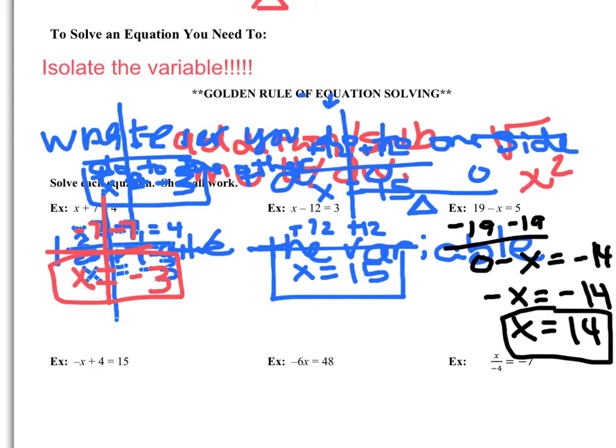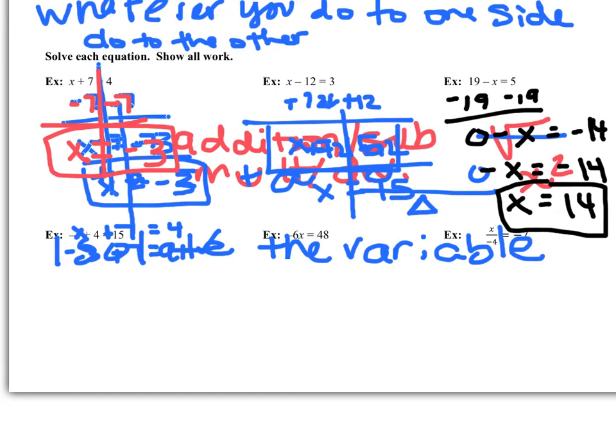What you're going to do is pause the video, and give these problems down here a try. So the negative x plus 4, then negative 6x equals 48, and the x divided by negative 4 equals negative 7. Always start by asking yourself, what's bothering x and how? So how can I get rid of it? Like up here it was plus 7, so I minused because that made it 0. That's always your goal. Pause the video, give those a try.